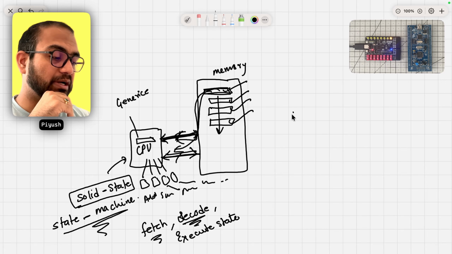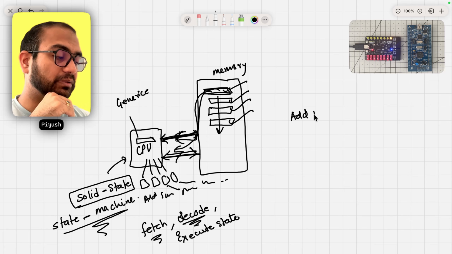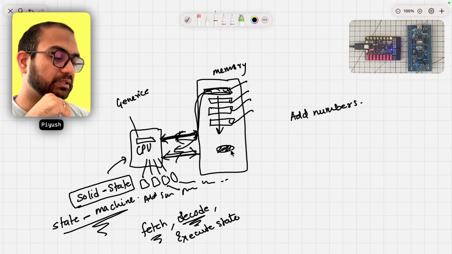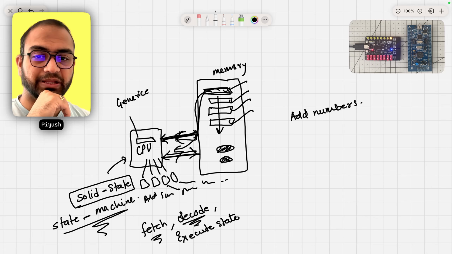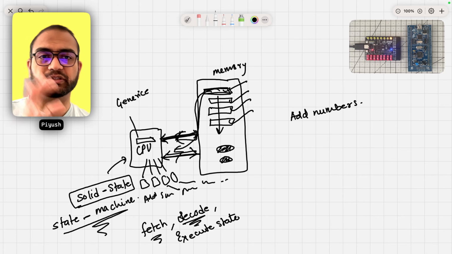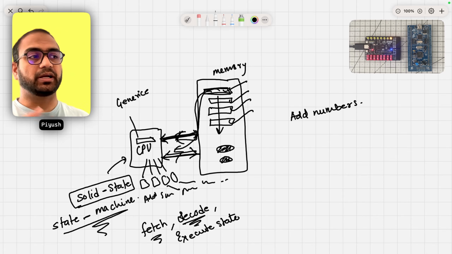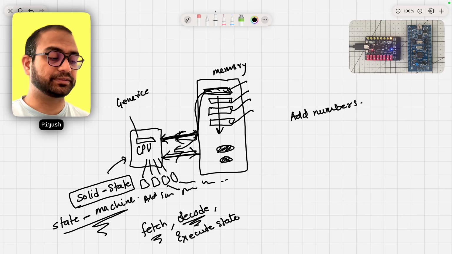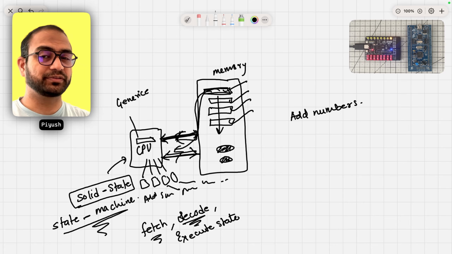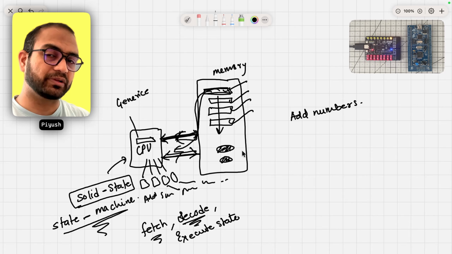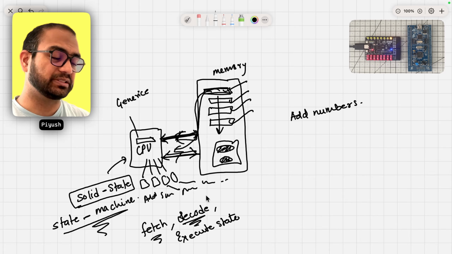So if you were to add two numbers, you will need to keep those numbers somewhere in the memory first. And how they are placed, different story. Sometimes you can load them through external hardware. Sometimes, well, they just exist based on the previous computation. But whatever, let's assume that the numbers were present.